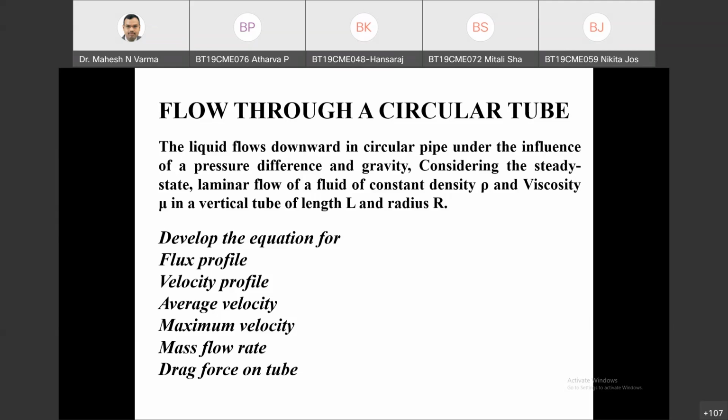From center to wall. Okay. Very poor. Here, roll number 84, Pradeep. Roll number 92.